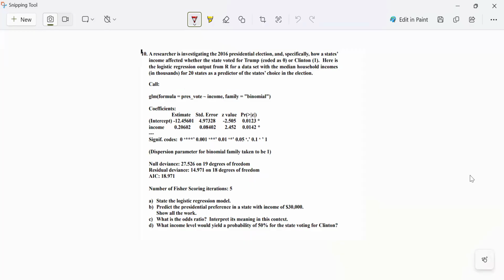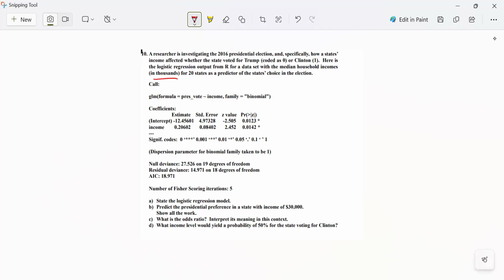Okay, let's look at the last one, right? A researcher investigating the 2016 presidential election. This is real data, right? That we did run on real data, from the real data set. And this is the logistic regression output from R for a data set with the median household incomes in thousands, so the units are in thousands, for 20 states as a predictor of the state's choice in the election.